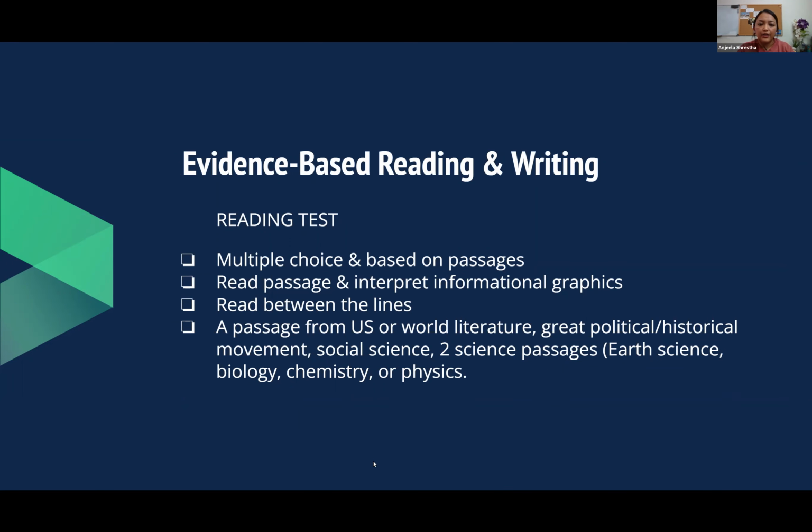So now we are looking at the different sections that we can see in the SAT. First is evidence-based reading and writing. This section is divided into two categories, reading and writing. First, I'll go over the reading test. Reading is a multiple choice section based on passages that you'll have to read. Sometimes the answers are in the passages, sometimes they are not.